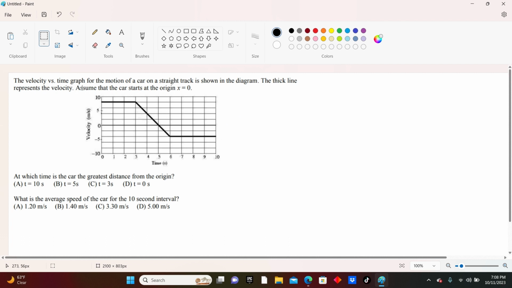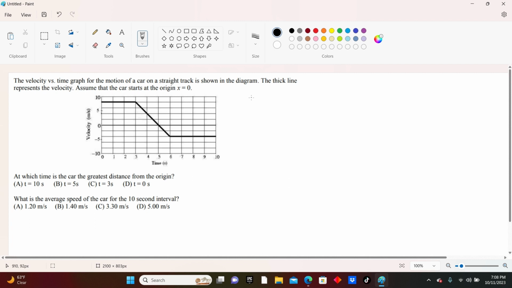It says the velocity versus time graph for the motion of a car on a straight track is shown in a diagram. The thick line represents the velocity. Assume that the car starts at the origin, x equals 0. The first question asks, at what time is the car the greatest distance from the origin? The greatest distance from the origin is just the distance from the starting point, since it starts at x equals 0. That's basically just asking about the greatest displacement. So we have to find the time at which the displacement is the greatest.